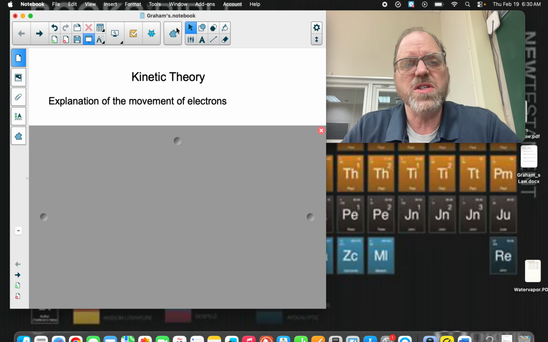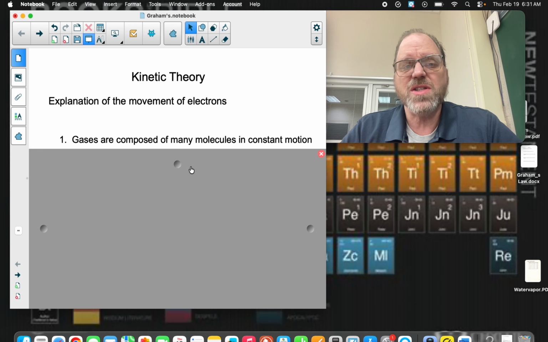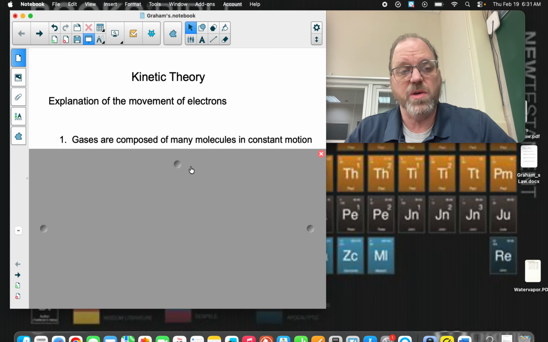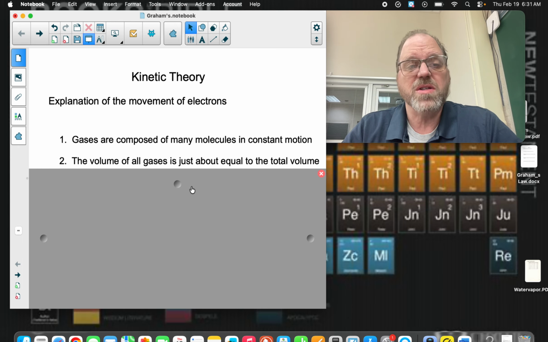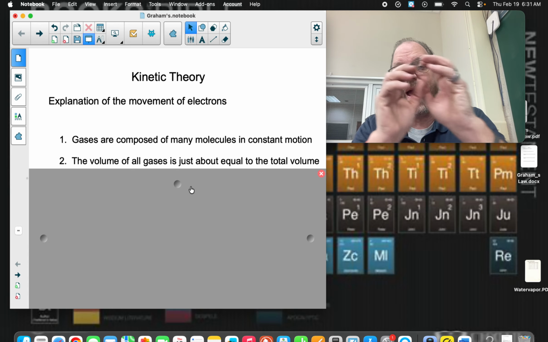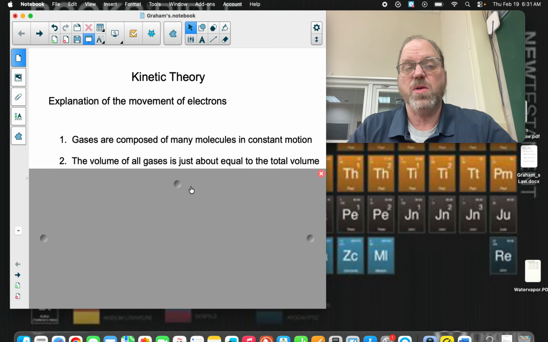All right, so the first assumption we make is that gas is composed of many molecules in constant motion. They don't ever slow down, they're in constant motion. That's the first assumption we make. The second, the volume of all gases is equal to the total volume. So I take each individual gas, if I add them up, it's the same as the total volume.